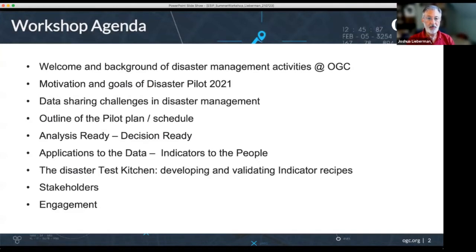So I'm going to just give you a welcome and a background of disaster management activities at OGC, motivation and goals of the disaster pilot, and some of the data sharing challenges that it's brought up. Give you an outline of the pilot, what we're going to do and when we're going to do it, and bring up a couple of the concepts that we're really going to work on. One of those is looking at different types and roles of data, specifically analysis-ready data, decision-ready indicators, and we'll get into what those are. How we get to the scale of data that's appropriate to the scale of disasters that we are seeing by a paradigm called applications to the data, and another paradigm called indicators to the people.